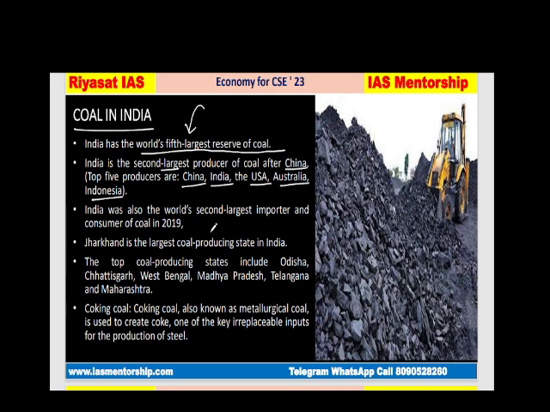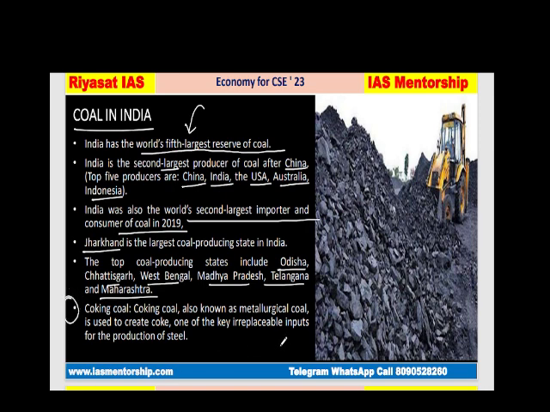Also, apart from that, having the second largest producer, India is importing also. And because of that import, India is the world's second largest importer and consumer of coal in 2019. Now in India, which state is the largest producing? Jharkhand. Apart from Jharkhand, the top coal producing states are Odisha, Chhattisgarh, West Bengal, Madhya Pradesh, Telangana, and Maharashtra. Now, what is basically coking coal?